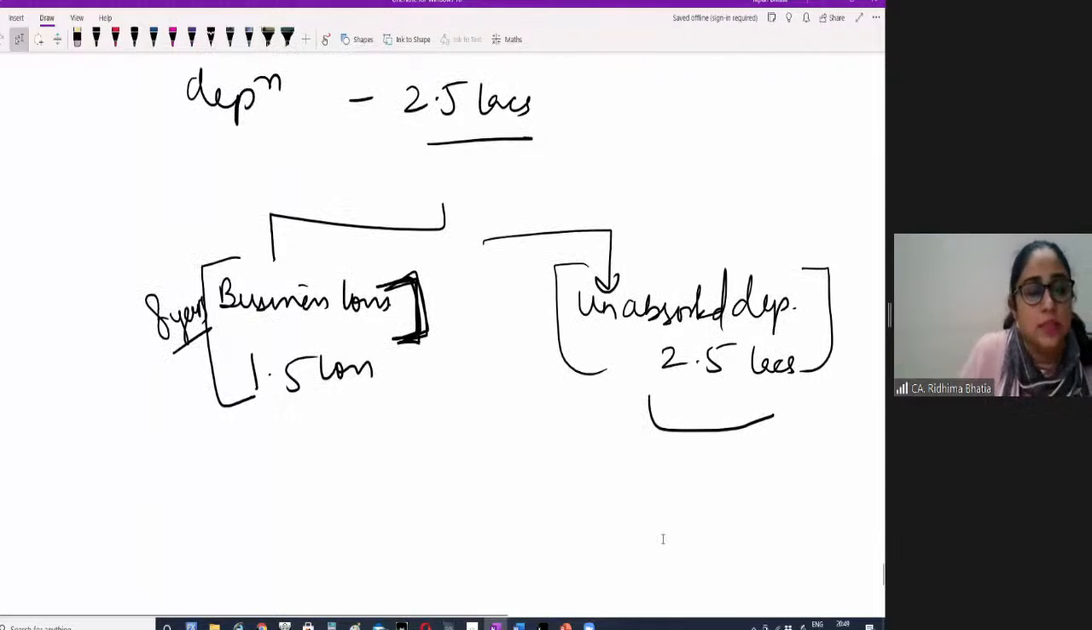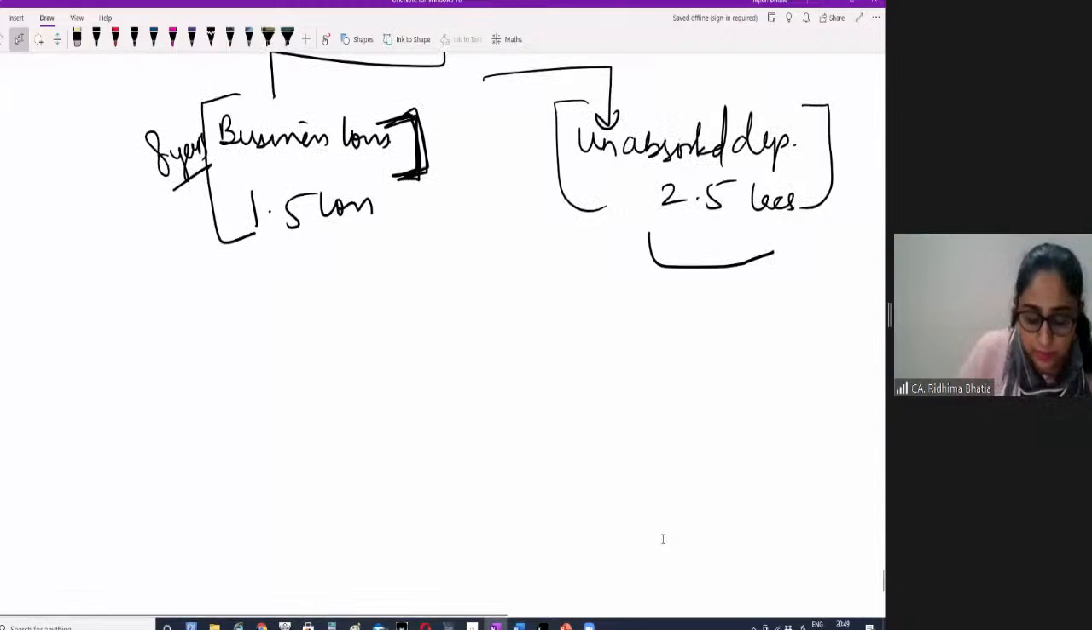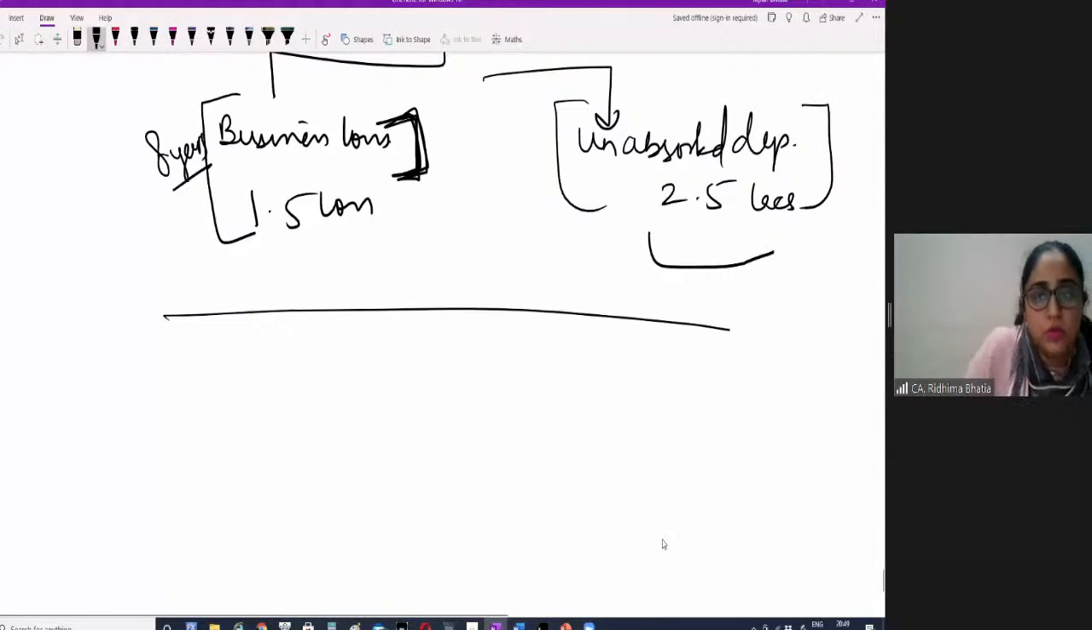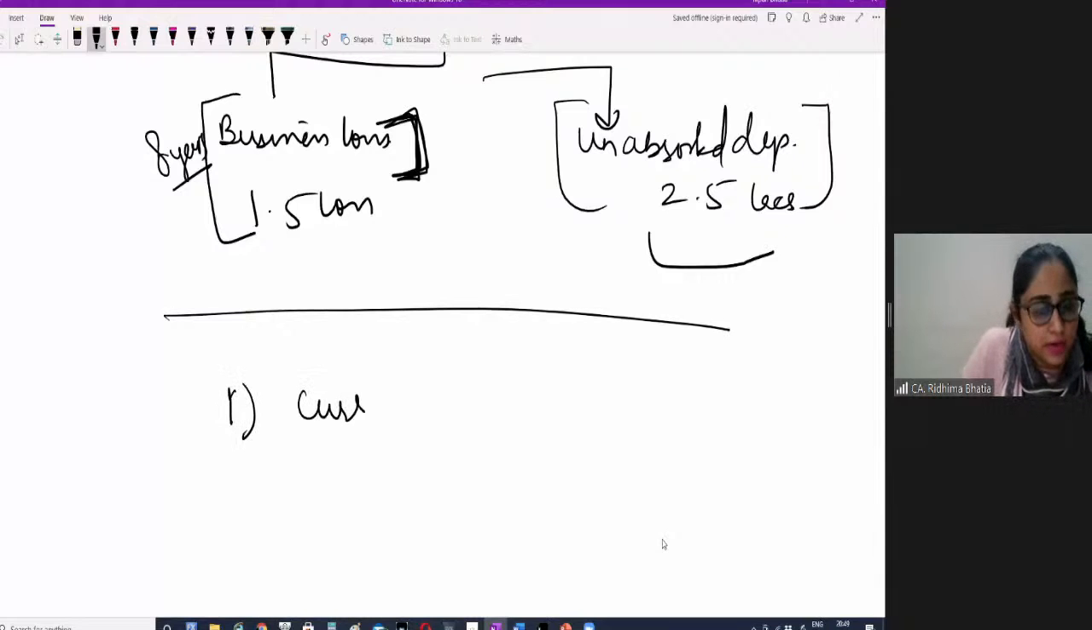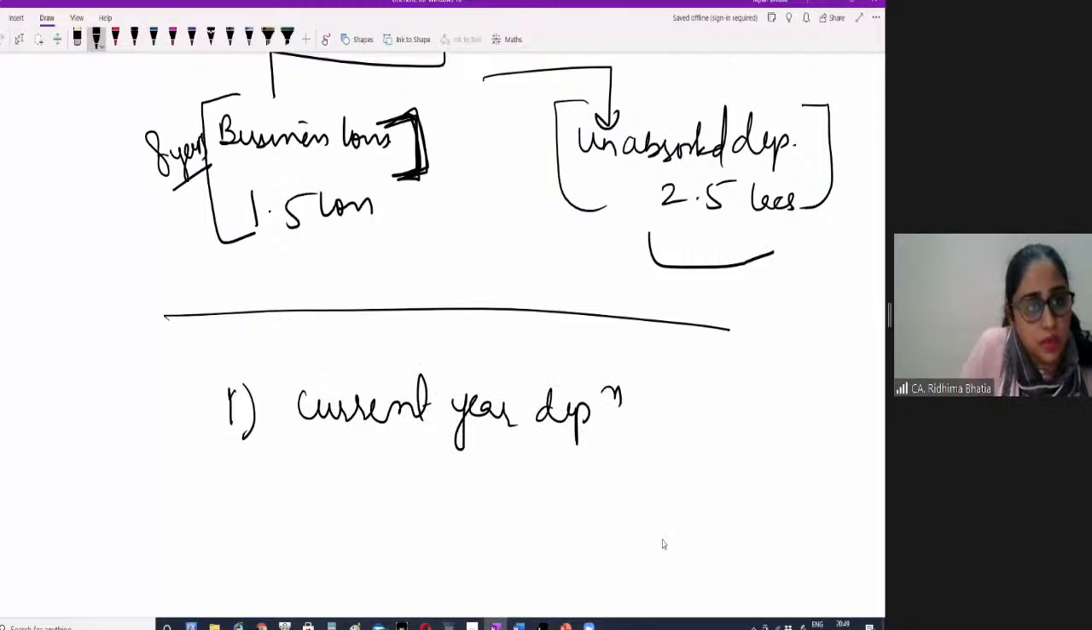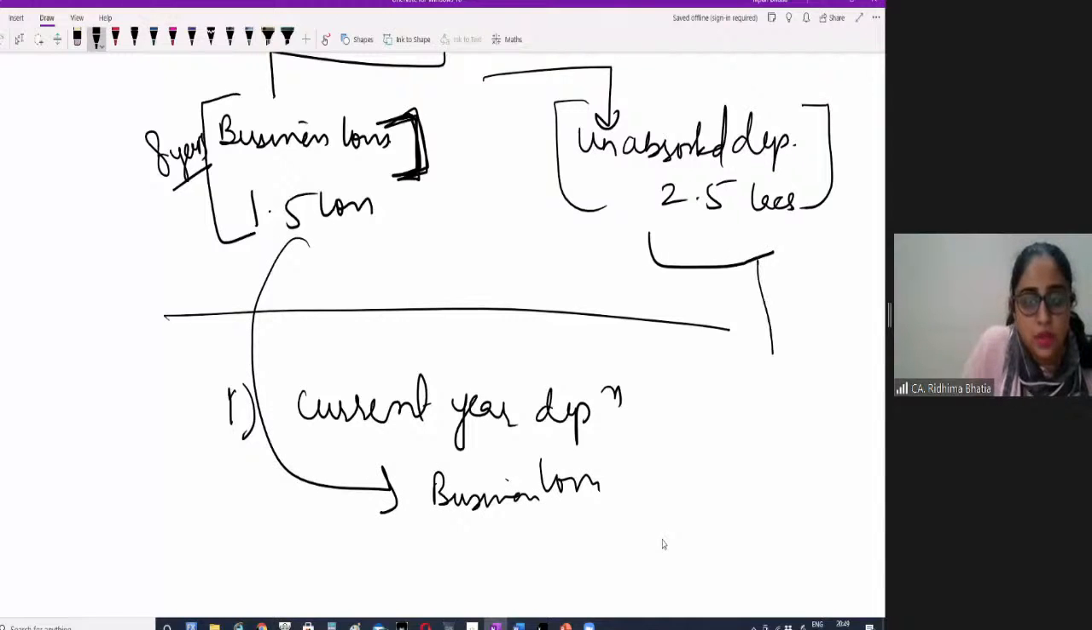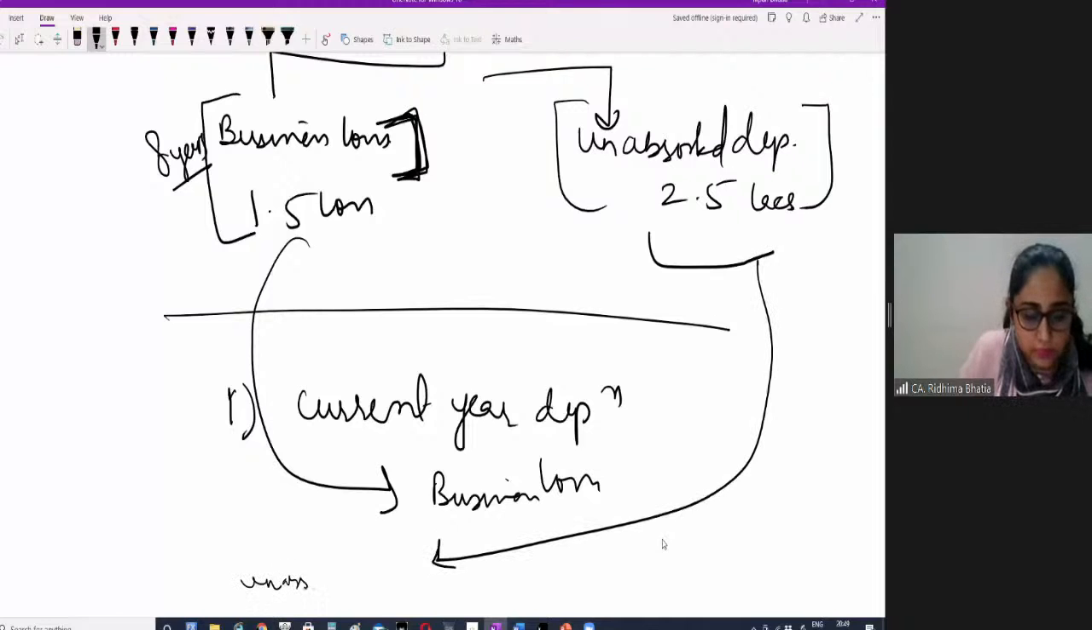So this is how the concept of unabsorbed depreciation works. But if I talk about it in a pure business sense, how will you set off in the next year? In the next year, first you will set off the current year depreciation from the current business income. Then you will set off the business loss, and then you will set off the unabsorbed depreciation. Is it clear? Yes or no? This is the order of set off.